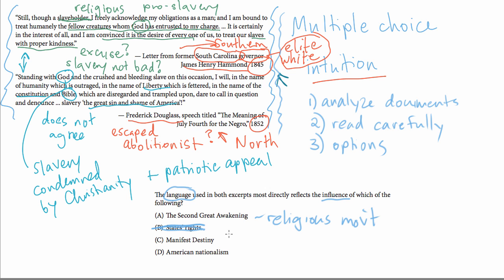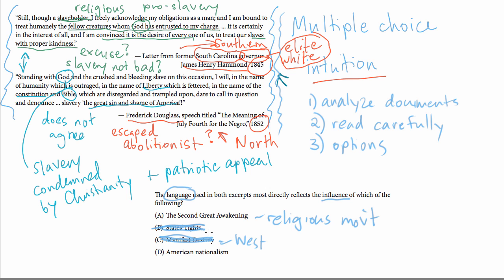All right, manifest destiny. Manifest destiny was this idea that the United States had a divine mission to occupy the North American continent from Atlantic to Pacific. While they both kind of talk about ideas of divinity, I don't think they're interested in any kind of pioneering, right? This is more connected to the American West than it is to any idea about slavery. So I think we can get rid of that.